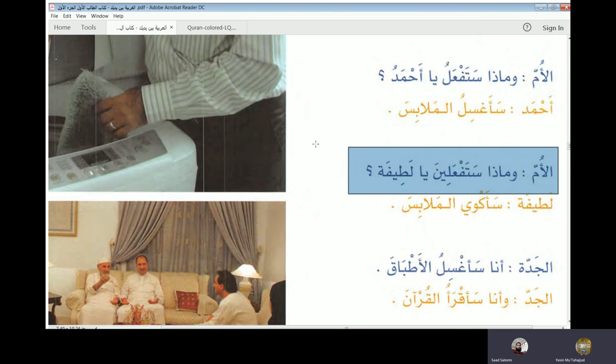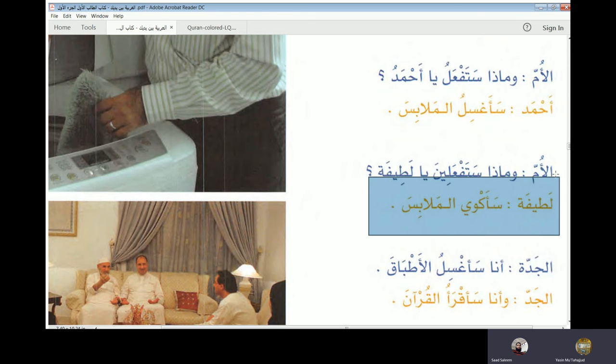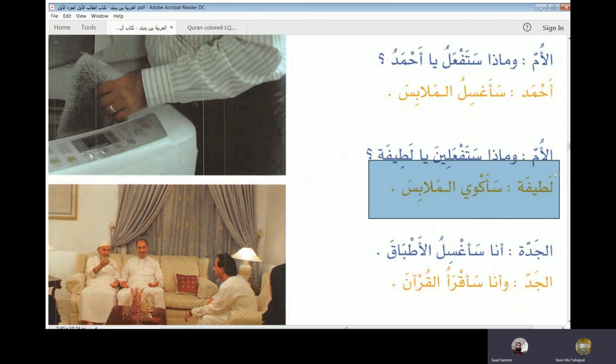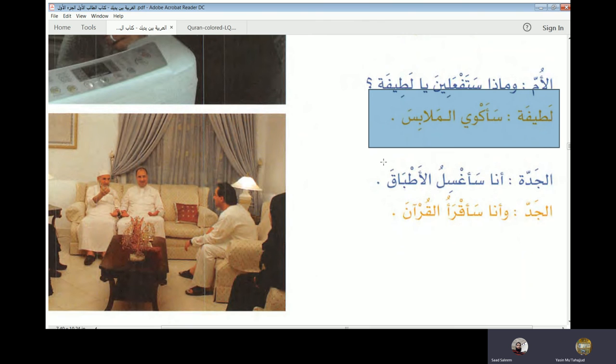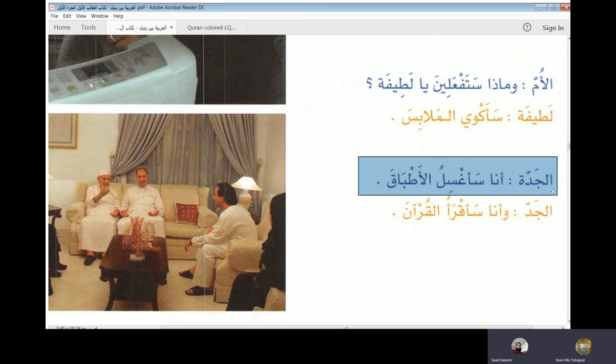Wa-madha satafalina ya Latifa? What will you do, O Latifa? Okay. Sa'kwi al-malabis. I will iron the clothes. I will iron the clothes. And ana sa'ghsil al-atbaq. Atbaq. Okay. Next, I will wash dishes.